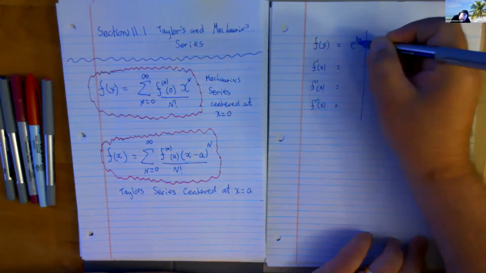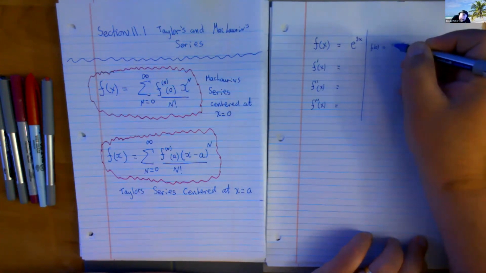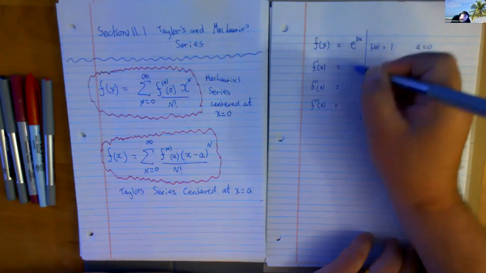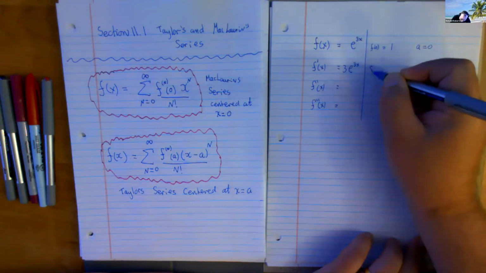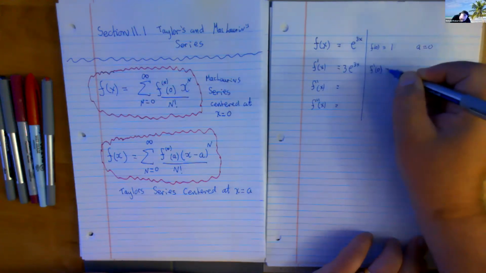Right, e to the 3x, e to the 3 nothings, e to the nothing, 1. First derivative, 3e to the 3x. The first derivative evaluated at 0 is 3.